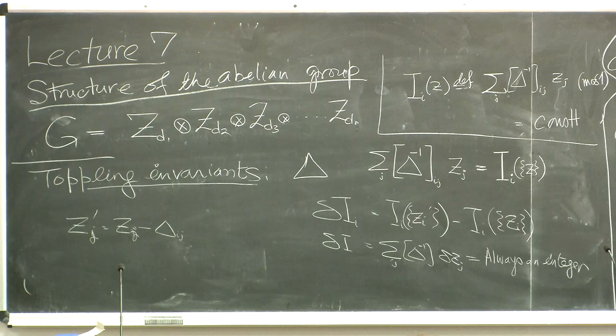So then I have to ask, okay, I have got these n toppling invariants, what do I do with them? Firstly, n is a very large number in many problems. So you have a lot of invariants, then you should ask, are they all independent or are they not independent? So how many independent toppling invariants can you construct?